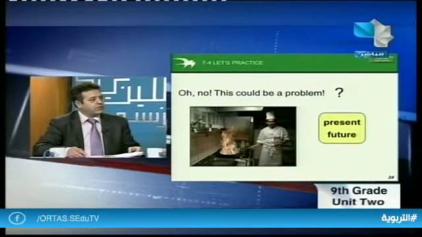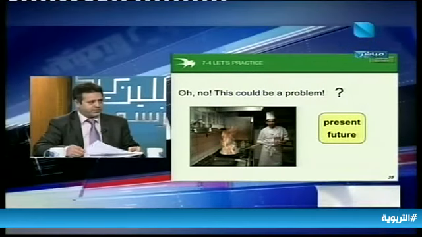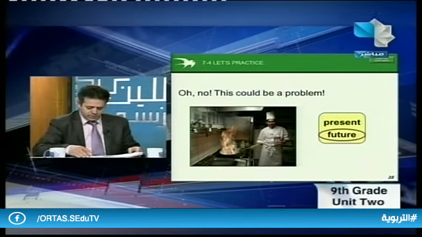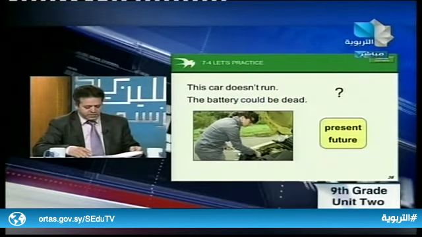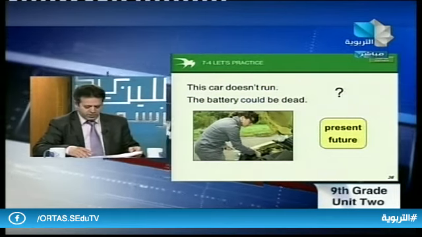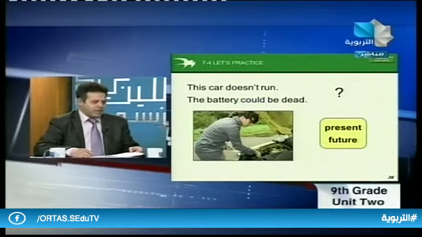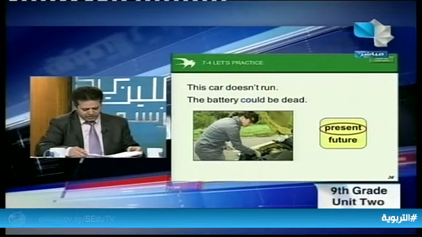Oh no, this could be a problem. Also here, it expresses the future. Another example: The car doesn't run. The battery could be dead. So here we are not talking about the future, but about a present situation. I'm talking about the car, and its battery could be dead.